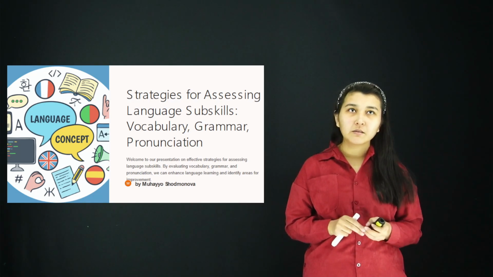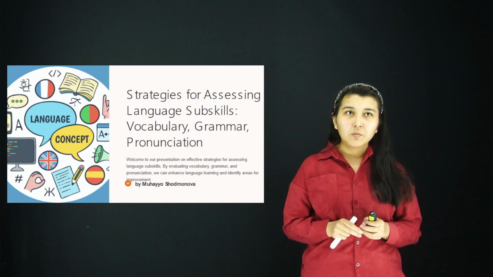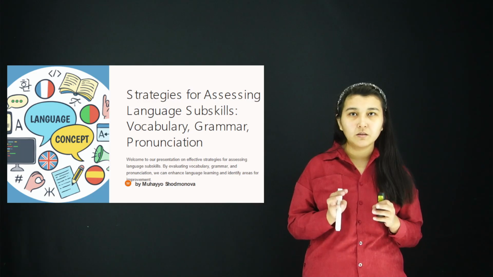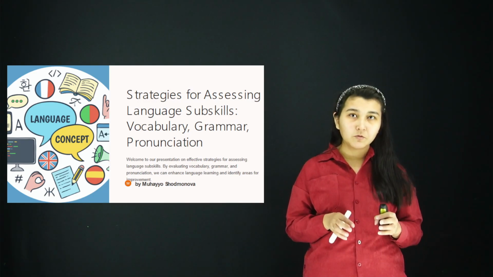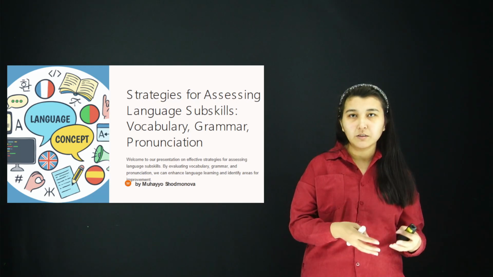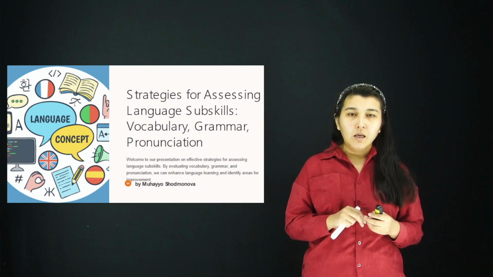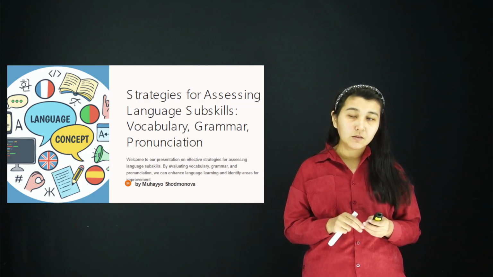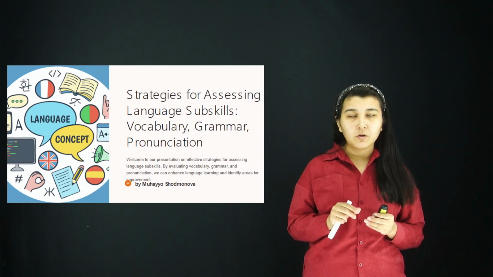We have skills and some subskills in learning English. For example, we have four skills: listening, reading, speaking, and writing. And we have subskills for learning these four skills. They are pronunciation, vocabulary, and grammar. And what are these skills and why do we need these subskills? They are our main components of language learning.